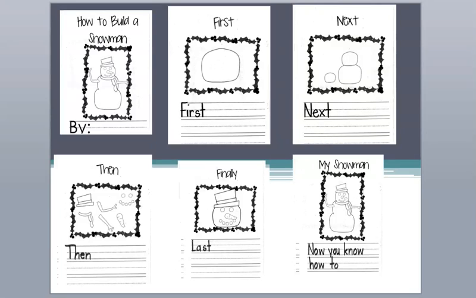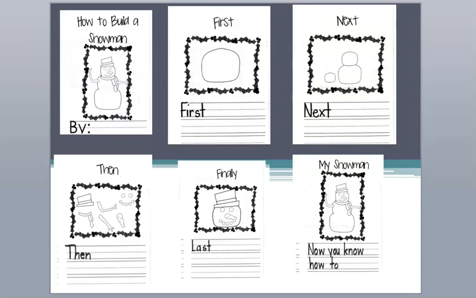So the first thing I'm going to evaluate is a writing paper that I've been using with my students. In January, they were introduced to informational writing. So they're supposed to learn how to write a step-by-step story to teach somebody how to do something. The first story I decided to use with my students was how to build a snowman. Many of them already have that background knowledge of how to build a snowman.